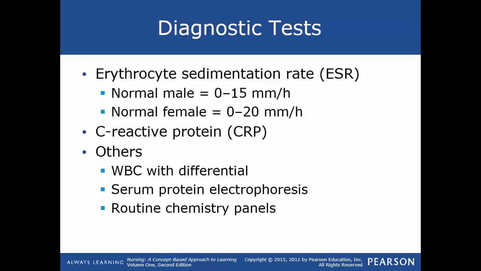All right, so other tests that can be ordered are based on cause, location, and type of inflammation that's suspected. So they may get a white blood cell count with differential if they suspect an infection. Your serum protein electrophoresis, this may reveal increased gamma globulin and decreased albumin, and that will indicate your SLE, which is your lupus. Routine chemistry panels, they are looking at if there's any kidney involvement, any abnormal liver function, different things like that.